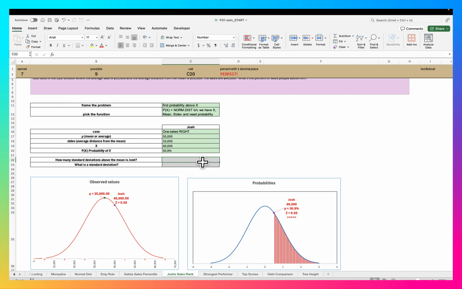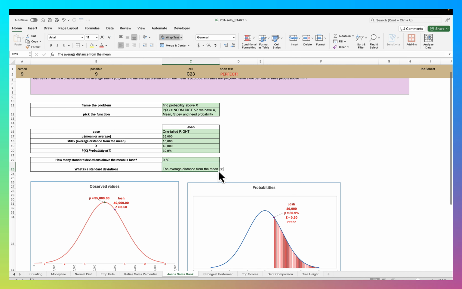How many standard deviations above the mean is Josh? Right, so that's going to be his z-score. Remember, that's equal to x minus the mean divided by the standard deviation. And that's also reflected here, the 0.5 z-score. And what is a standard deviation? It's the average distance from the mean.